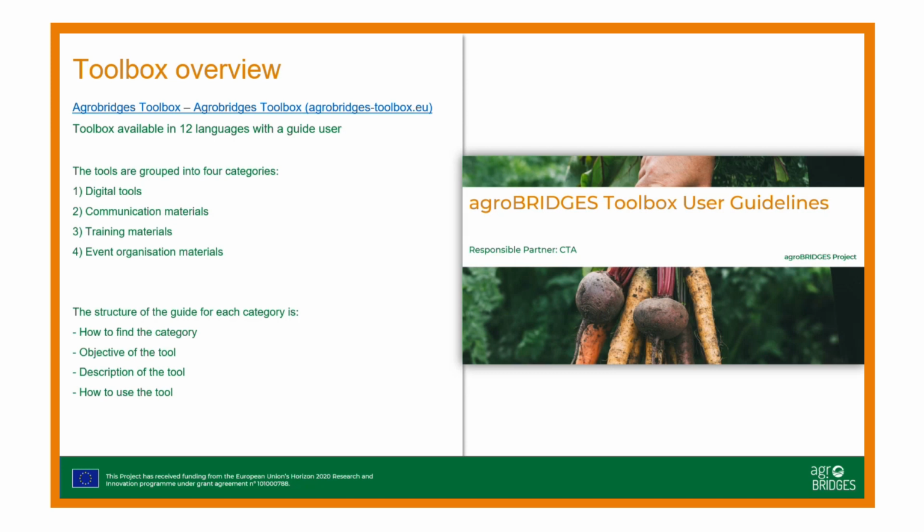The structure of the guide for each category of tools is: the first one, how to find the category; the next one, the objective of the tool; the description of the tool; and the last one, how to use the tool. Now we will look at each of these categories and the objective and description of each of the tools. The how to use the tool section is available in the guide, and we will see this section of the guide only in the first tool as an example, because the rest of the tools follow the same process.